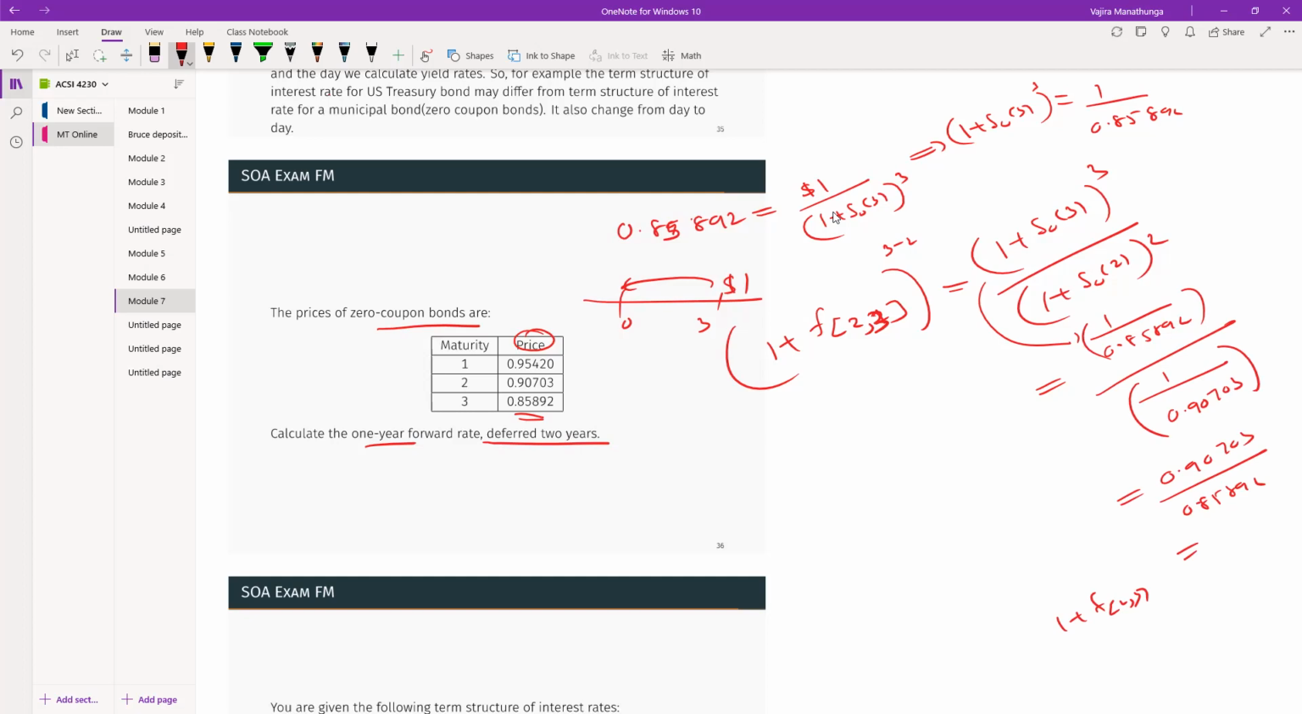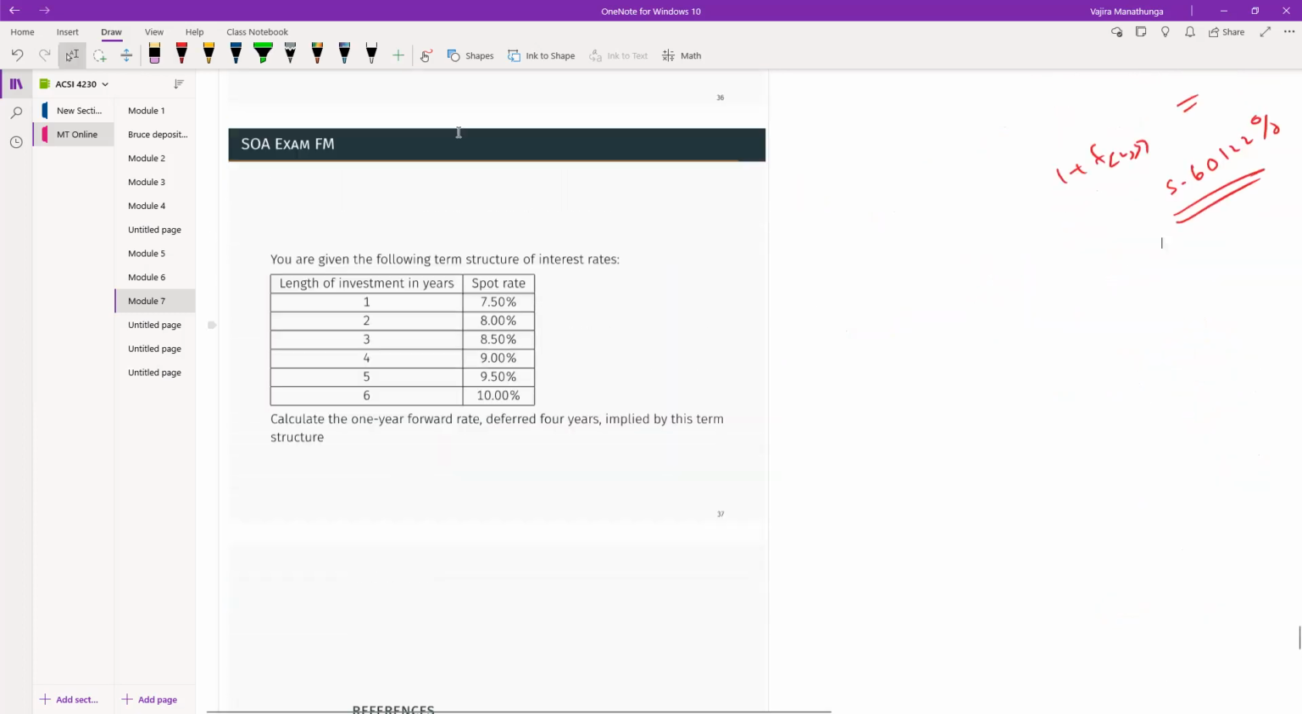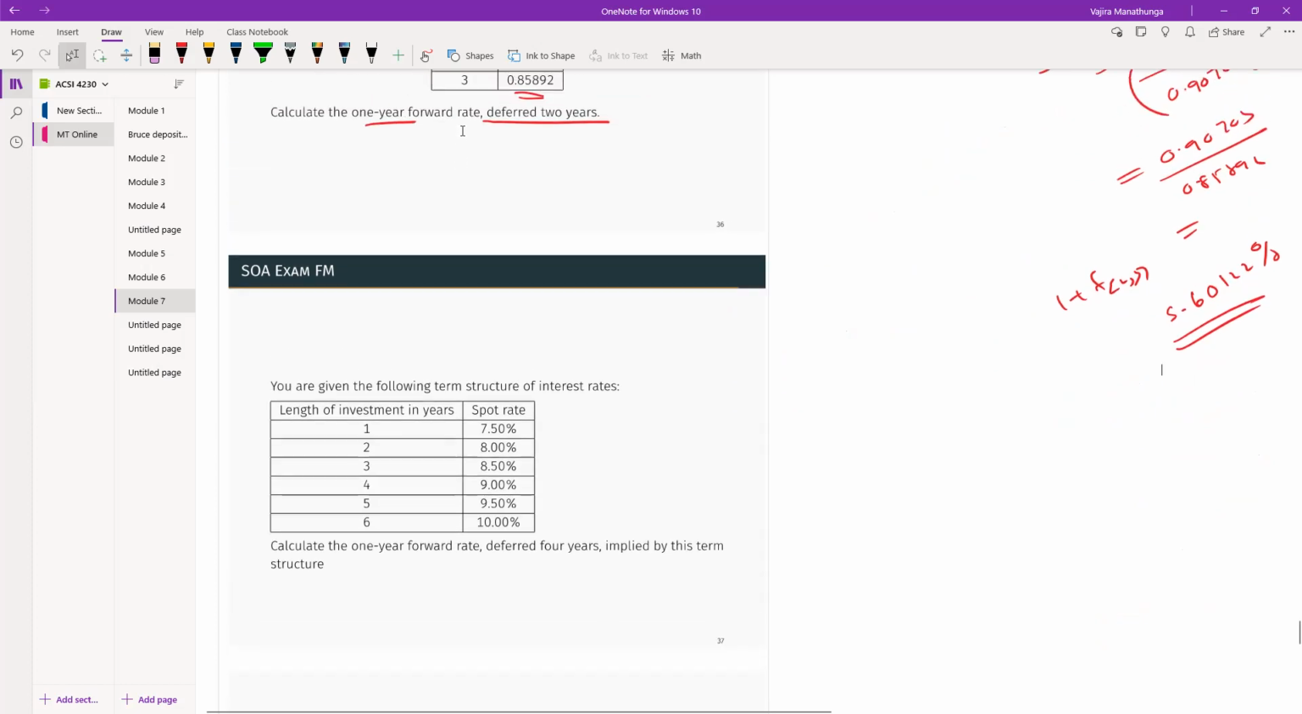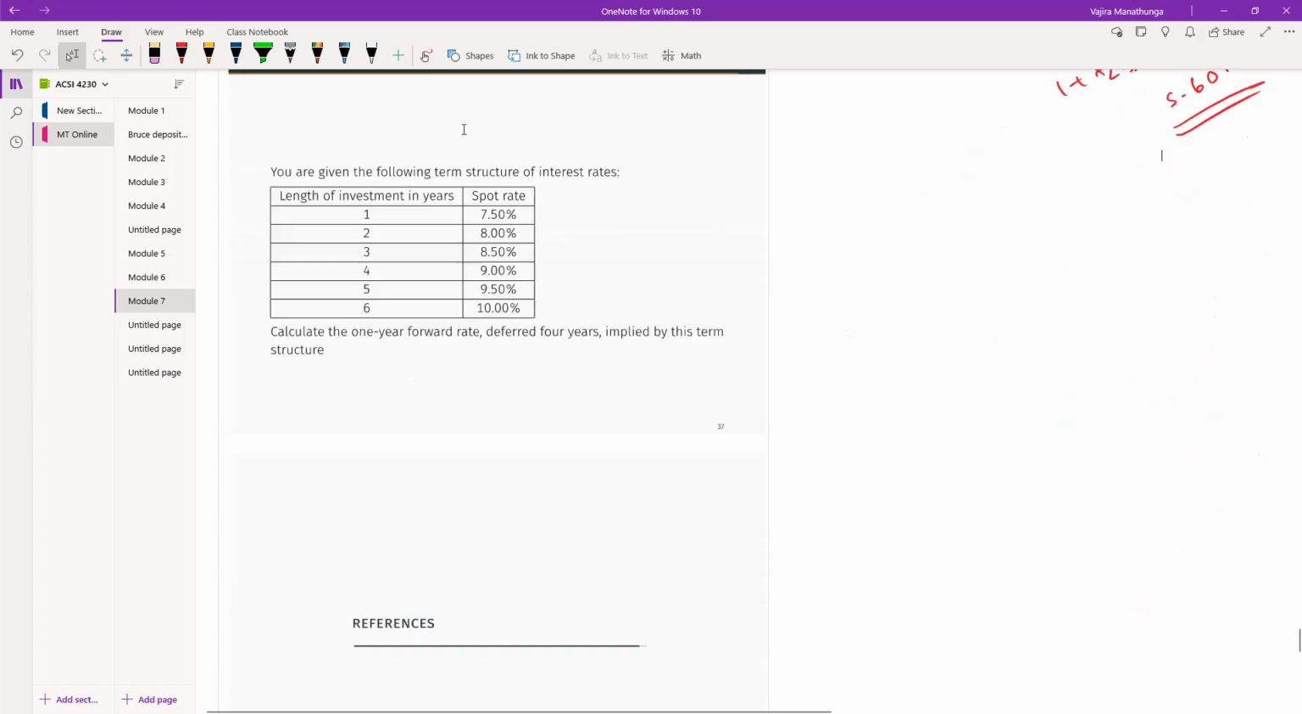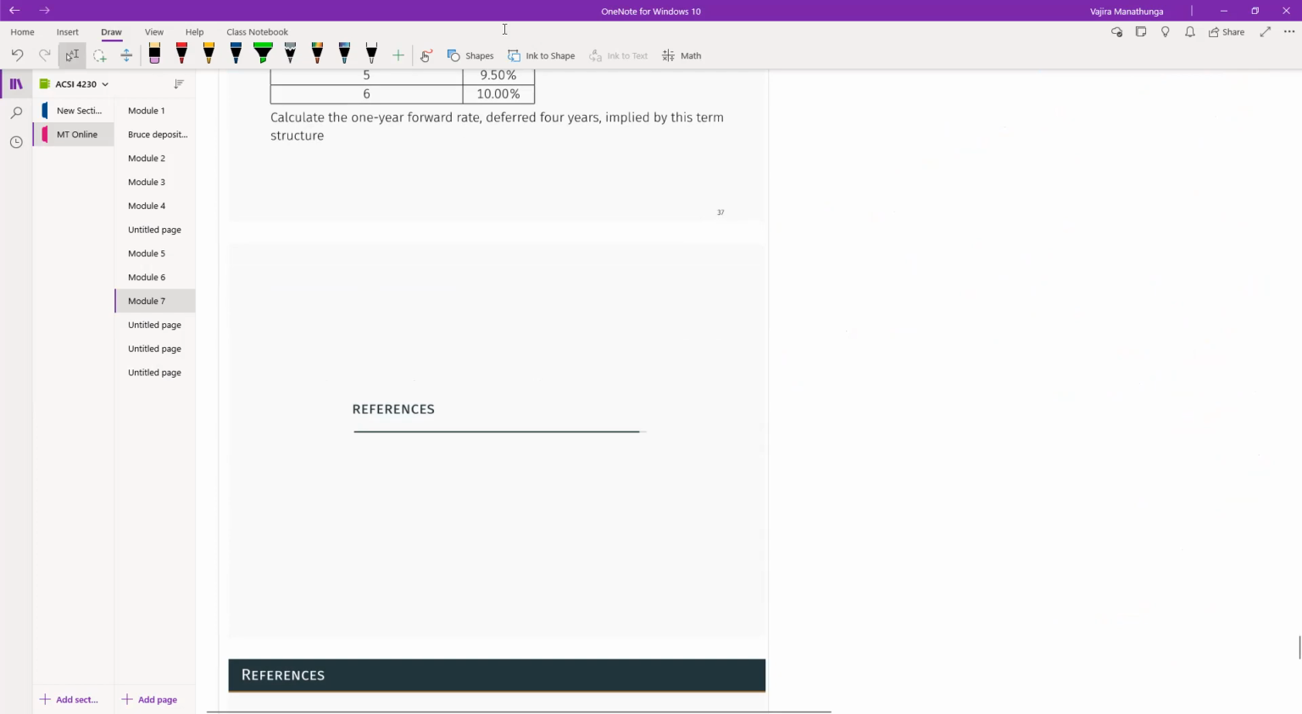So let's get the answer. That will mean the forward rate is 5.60122%. Okay, so I will leave this problem for you to try. That is the end of this section.